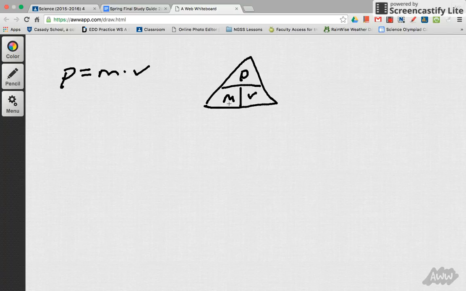Now, a lot of you mess up the units for momentum, but it's not hard. The SI unit for mass is a kilogram, and the SI unit for velocity is meters per second. So the unit for momentum is a kilogram times a meter per second, which is very similar to a newton, but we don't have meters per second squared, so it is different. So don't make that mistake on the final.